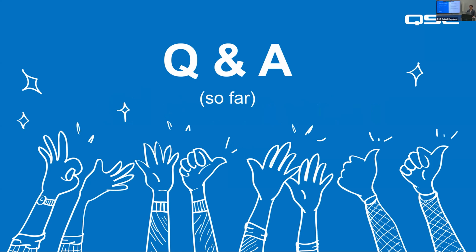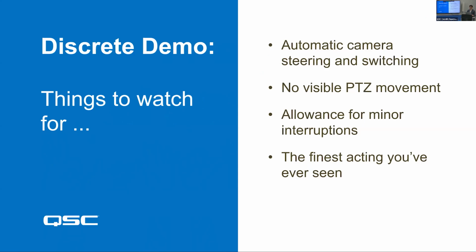So here's a couple things to look at here. As you're watching this demo, again, watch for the automatic camera switching based on where the voice is coming from. You should recognize that there's no PTZ movement visible on that far end. And you should also look for minor interruptions. When I say interruptions, I'm talking about sneezing or somebody talking in a very brief way, one or two words. You don't want those kinds of things to trigger a camera zone to go. The camera would be swinging around all day, and you really don't want that.